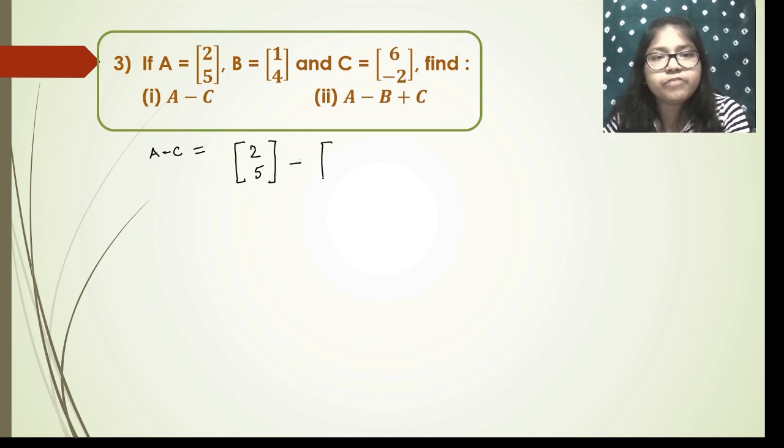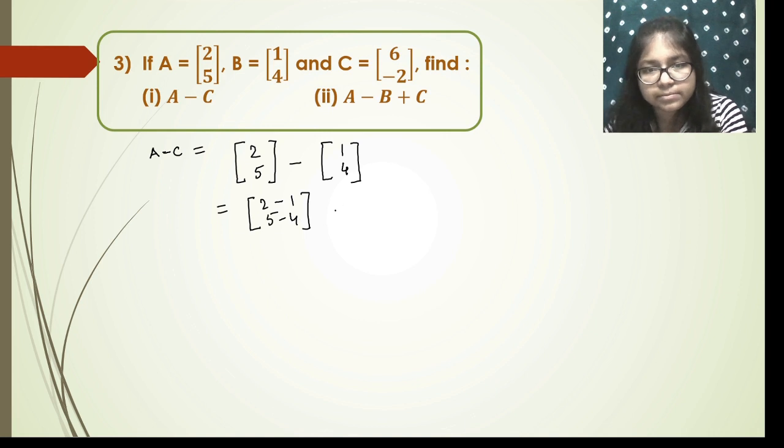Addition and subtraction are very easy. The problem is with multiplication. I have decided to make a separate video on multiplication of matrices. So just chill and do these sums. 2 minus 1, 5 minus 4. Okay. So it will become 1, 1.